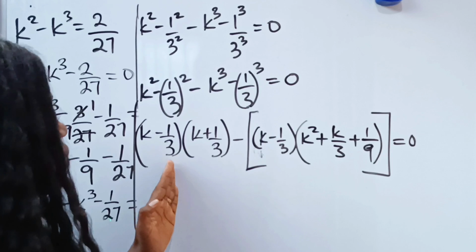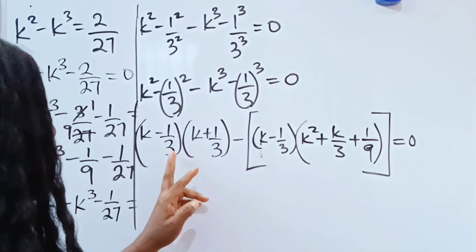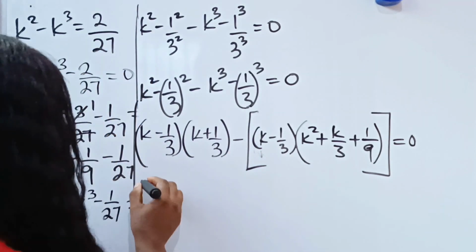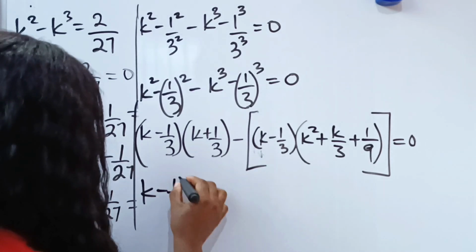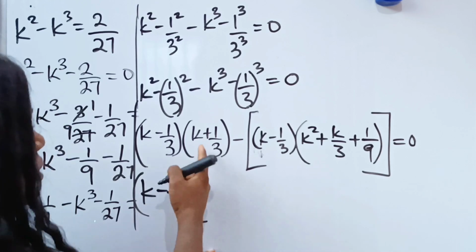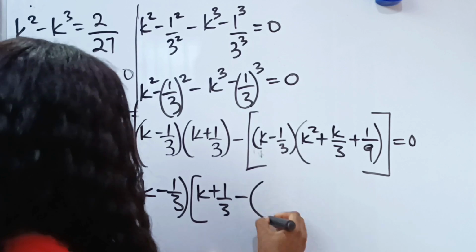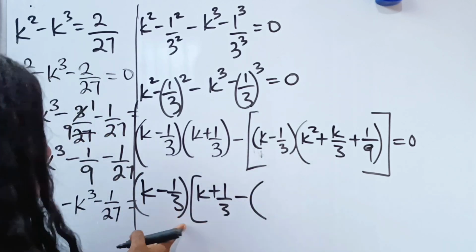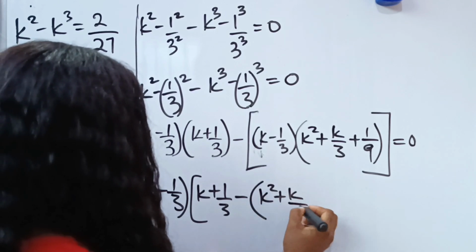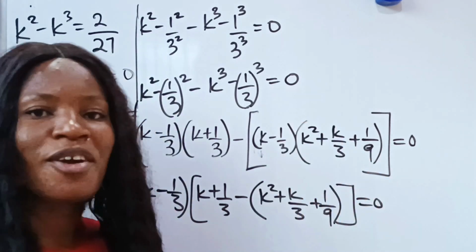So when you look at this side of the equation and this side of the equation, you will notice that we have k minus 1 over 3 here and k minus 1 over 3 here as well. So let's factorize that out. So we have k minus 1 over 3, okay, multiplied by, so when the whole of this is divided by this will remain, right? So we have k plus 1 over 3 minus, now when the whole of this is divided by this will go and we are left with what? k squared plus k over 3 plus 1 over 9. All right, now everything is equal to 0.